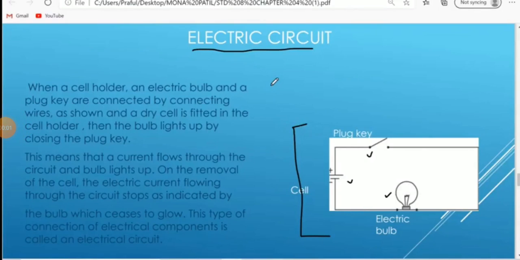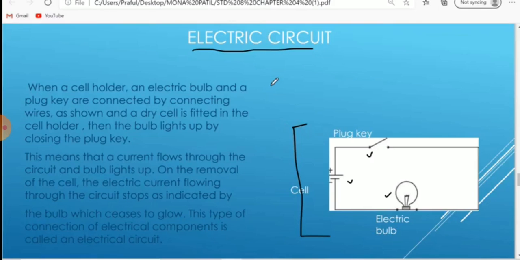Good morning. Today we will learn electric circuit. When a cell holder, an electric bulb and a plug key are connected by connecting wires as shown and a dry cell is fitted in the cell holder, then the bulb lights up by closing the plug key. This means that a current flows through the circuit and the bulb lights up.